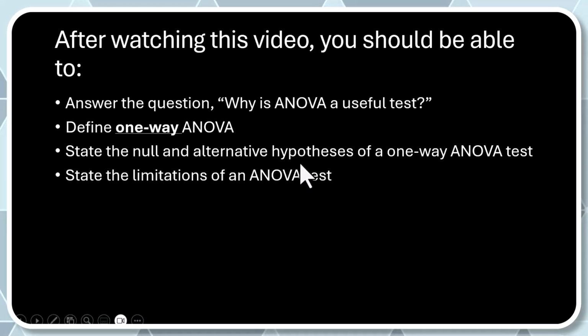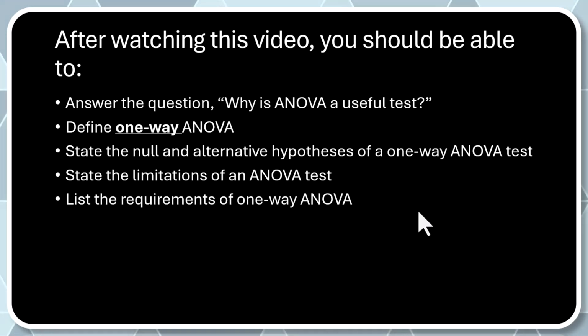We stated the limitations of an ANOVA test. Basically, we don't know how the means differ from each other, or which mean is different from which other mean. We just know that something is different. And we listed the 5 requirements of the one-way ANOVA test.